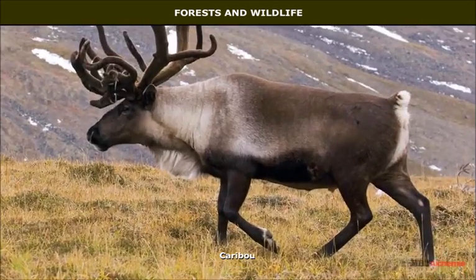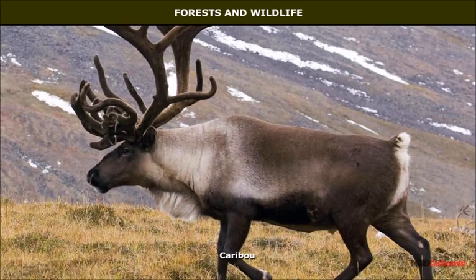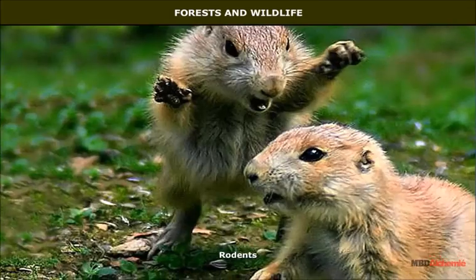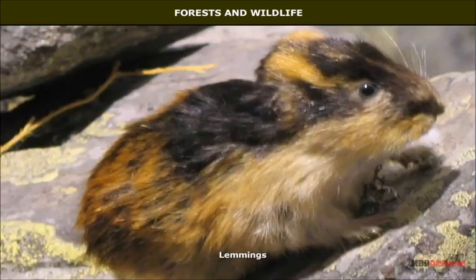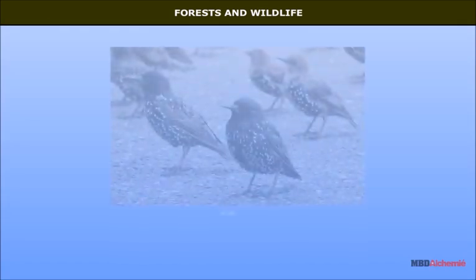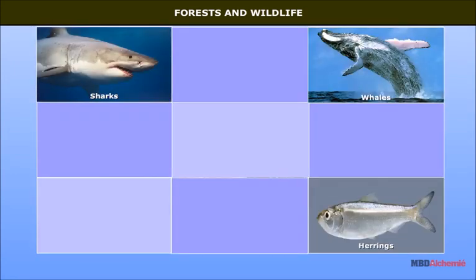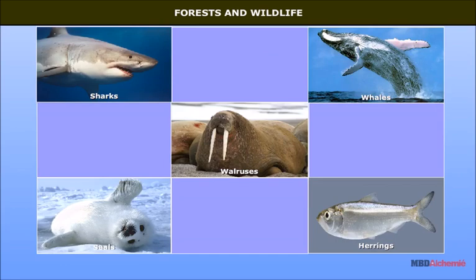Wildlife. Among the common herbivores are caribou and musk ox. There are also a number of rodents, including lemmings. A large variety of birds feed on the insects that breed in shallow pools of stagnant water. In the oceans are found cod, a common variety of fish like sharks and herrings, whales, seals, and walruses.